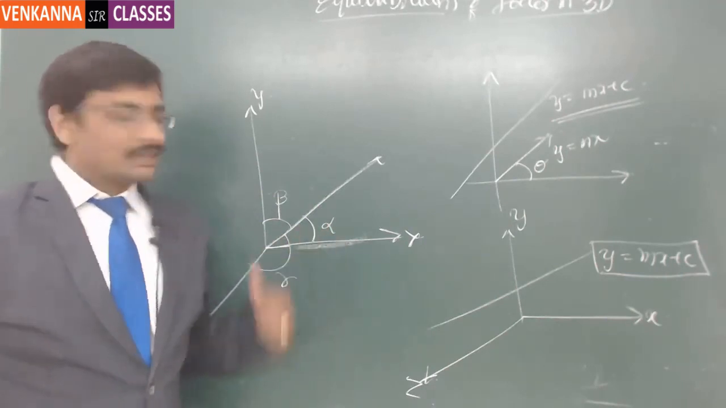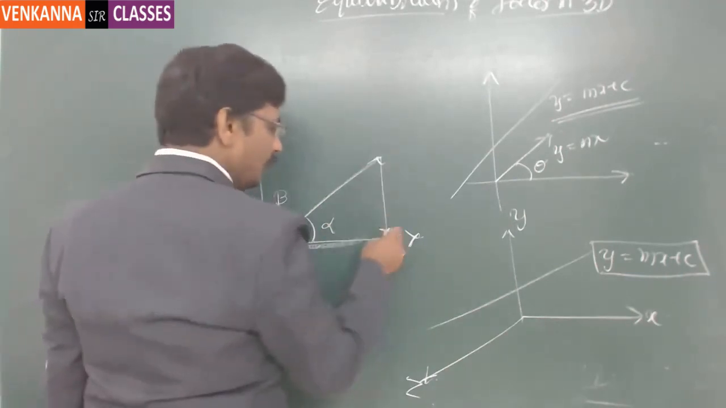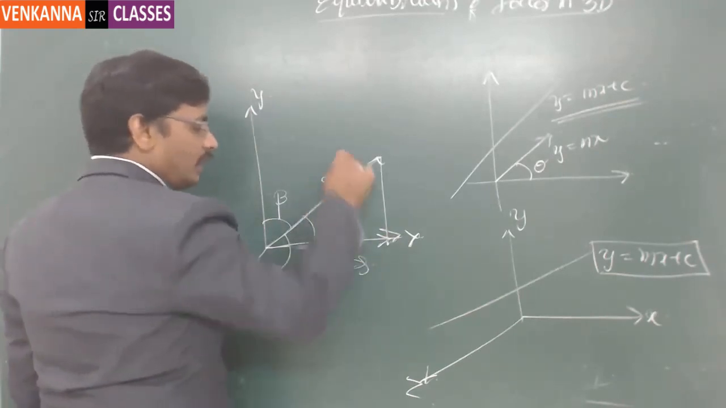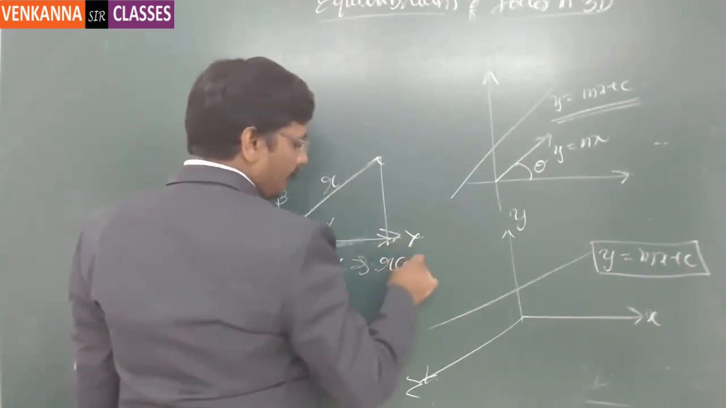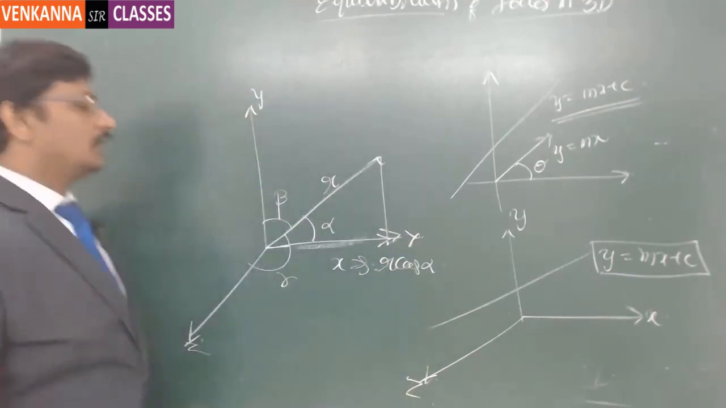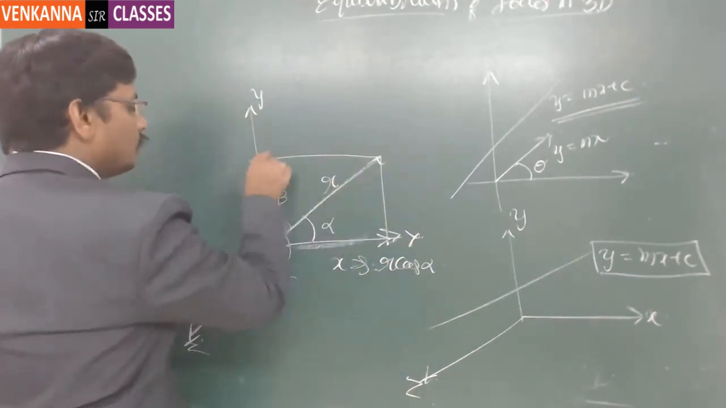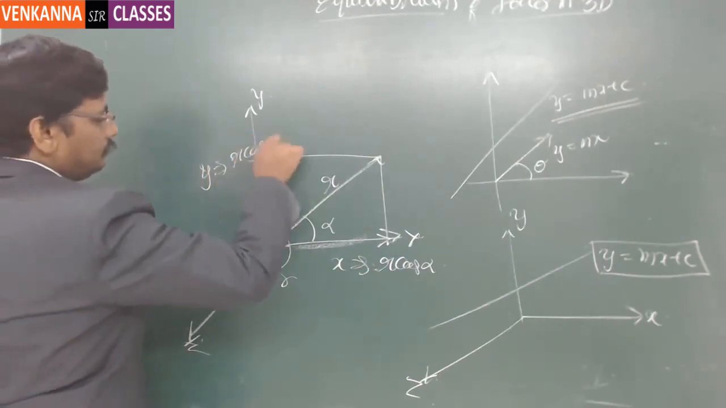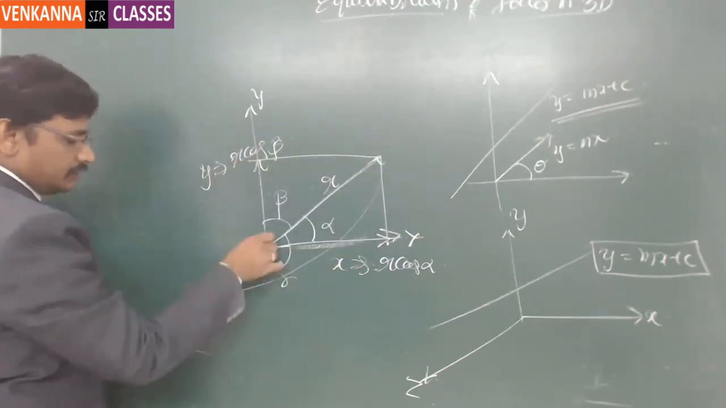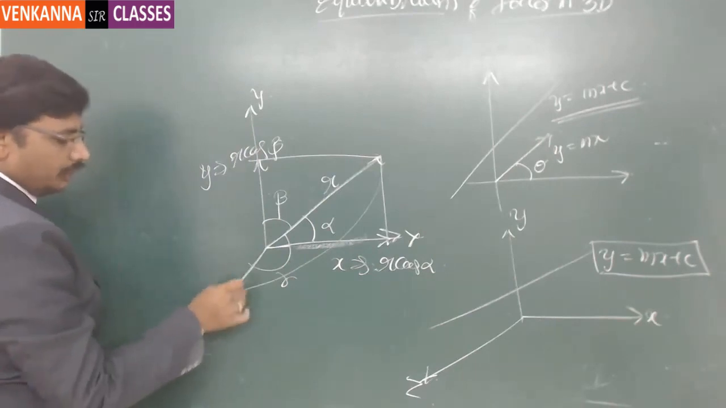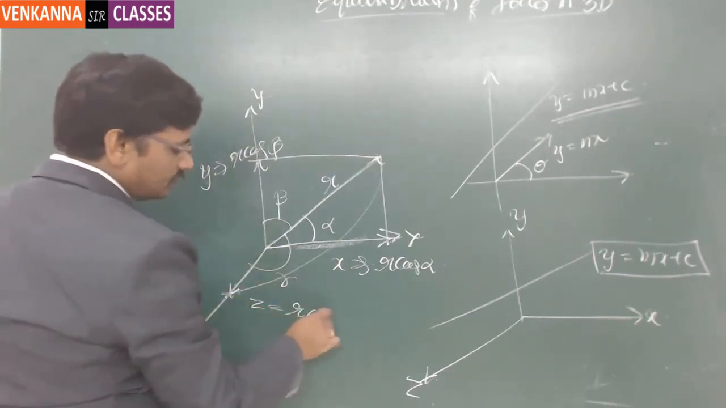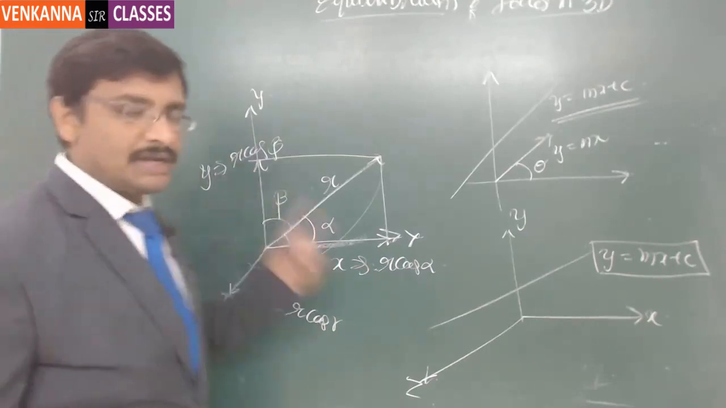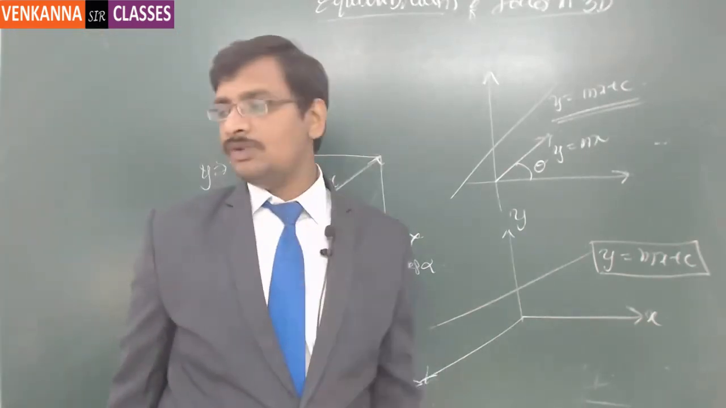Now actually we know that if this x value is projected onto the x-axis, then x is r cos alpha. If it is projected onto y, then this y value is nothing but r cos beta. If it is projected onto the z-axis, then z is equal to r cos gamma. Now the same straight line is represented by 3 different values here.